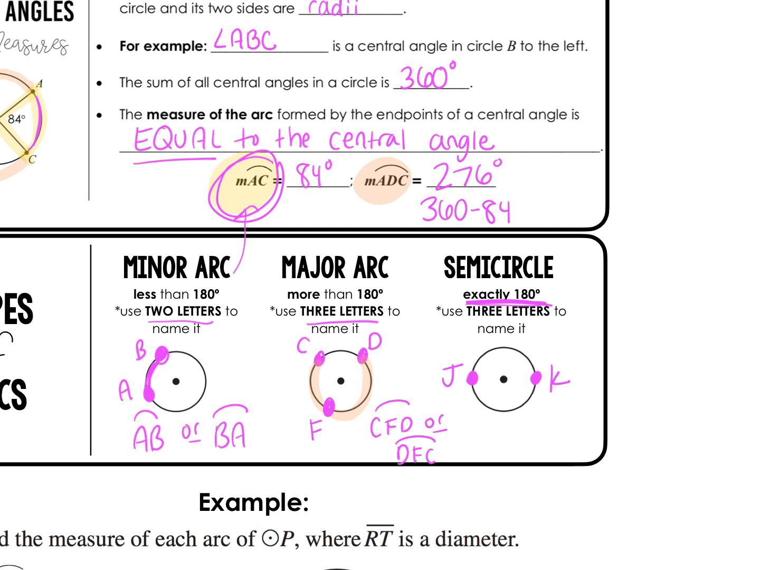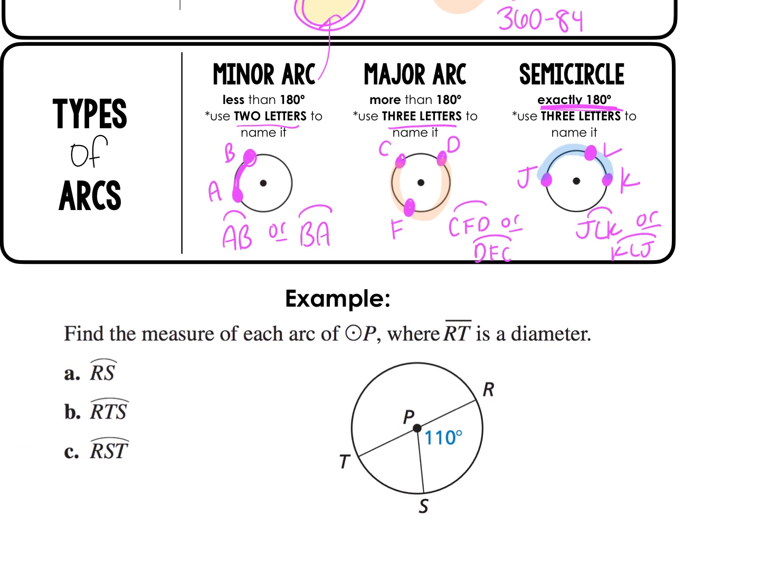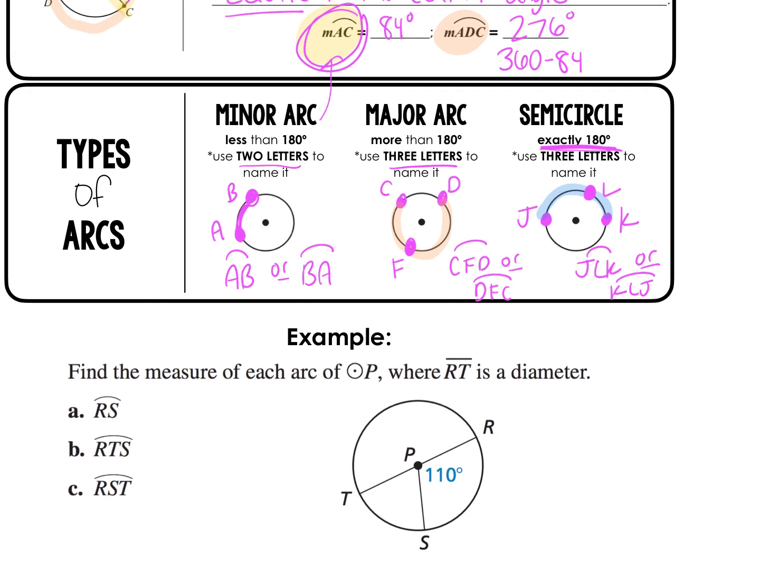If I'm talking about this top arc that I'm going to highlight in blue, I can't just say JK because a person reading that wouldn't know if I meant the top one or the bottom one. So to talk about that arc, you need another point on it. I'll put another point over here. Then I would call that blue semicircle JLK, or I could call it KLJ with an arc on top of it. Make sure you're putting an arc on top of it like a curve instead of a straight line.